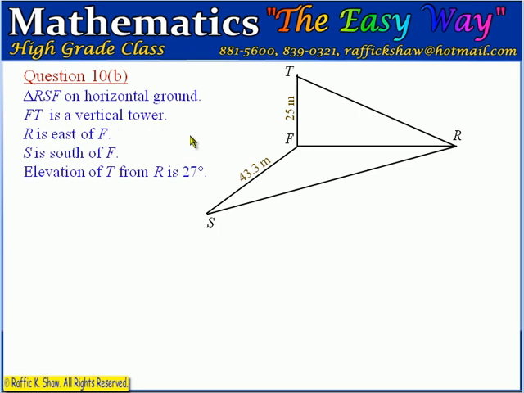And then we are told that FT is a vertical tower. That's this. FT is a vertical tower. Now remember that this line is on horizontal ground, and if this is horizontal and this is vertical, then the angle between here is 90 degrees, because the angle between vertical and horizontal is 90 degrees. Also, this line FS is on horizontal ground and this is vertical, and therefore the angle between this line and this FS also is 90 degrees.